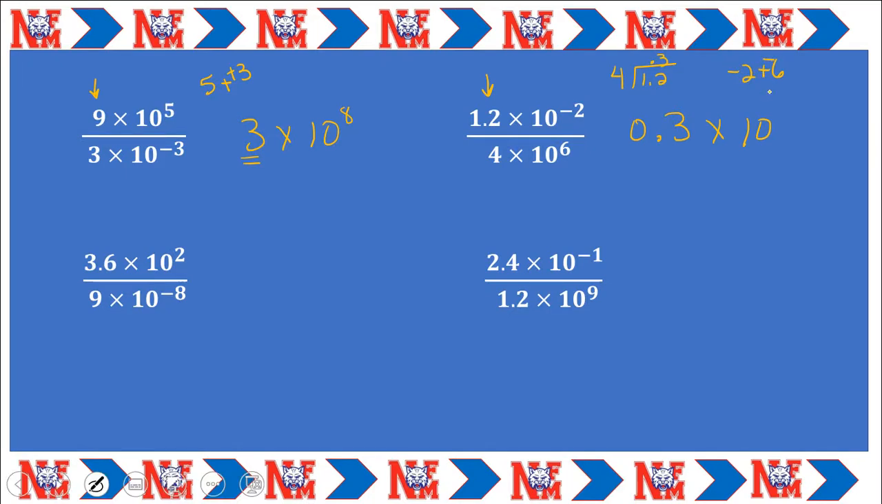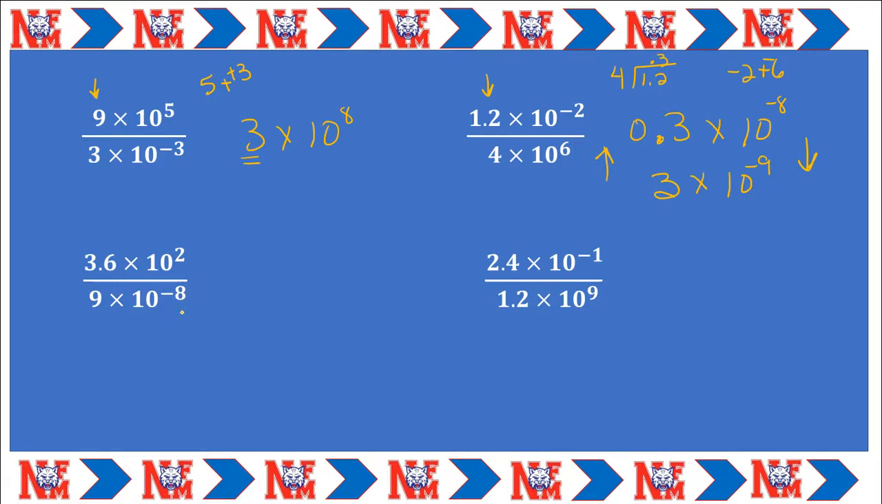Keep, change, negative 8. Okay, this time our coefficient is not more than 1, so we need to move our decimal to the right and make it 3. So this time I increase the coefficient. So on this end, I need to decrease the exponent, the power of 10. So to decrease, I'm going to go to negative 9. So I went from 0.3 to 3, so I went up in value in the coefficient. I need to decrease my exponent to keep it balanced.